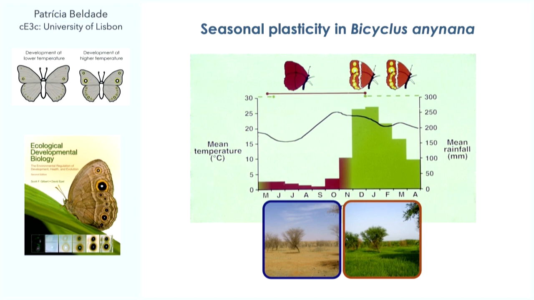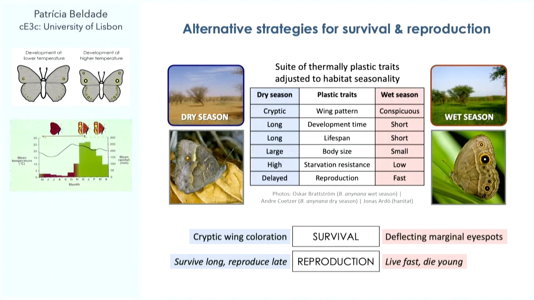So the wet and dry season differ obviously in quantity of rain, in humidity, that is exemplified with the histogram here, but there's also temperature that varies, and the temperature kind of predicts the season. So there's a decrease in temperature that precedes the coming of the dry season, and an increase in temperature that precedes the coming of the wet season. And in fact, we know now that these butterflies respond to temperature during development to make the alternative seasonal phenotypes.